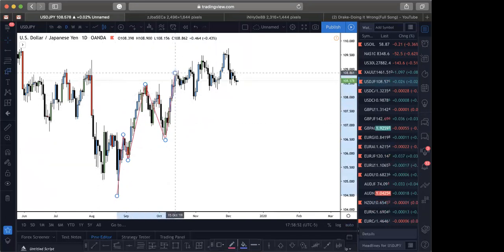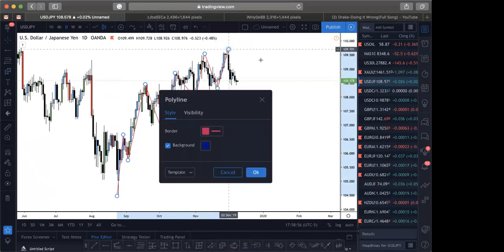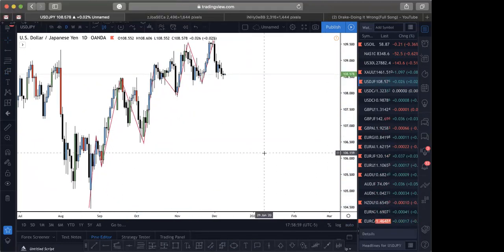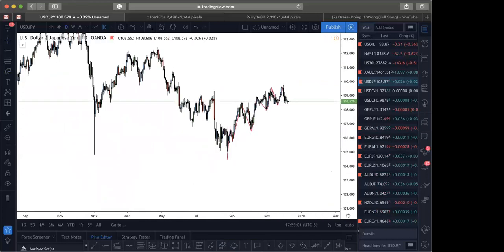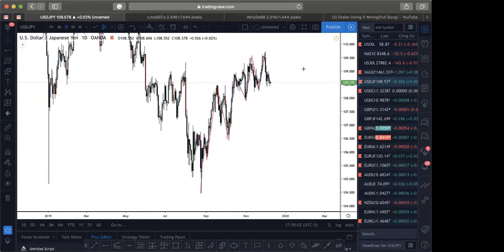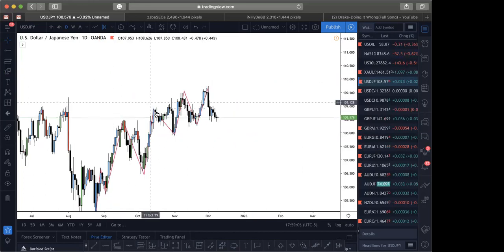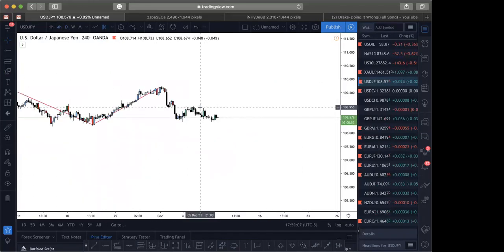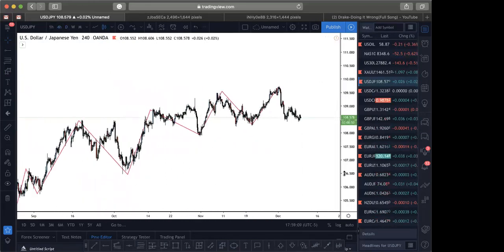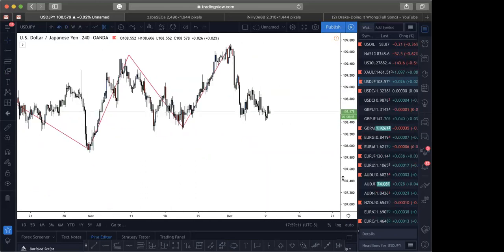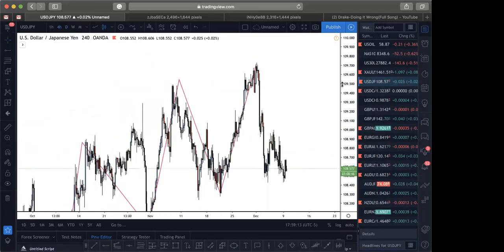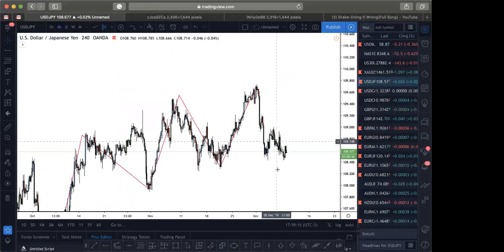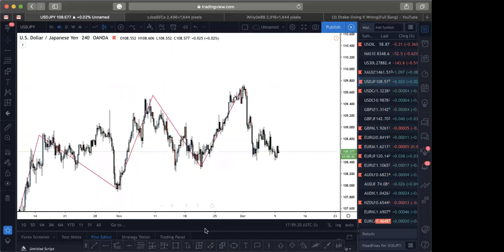Daily time frame is up. So we have monthly down, weekly up, daily up, right? 2 time frames up. Basically, we're gonna go with the 2 time frames that are pointing up.